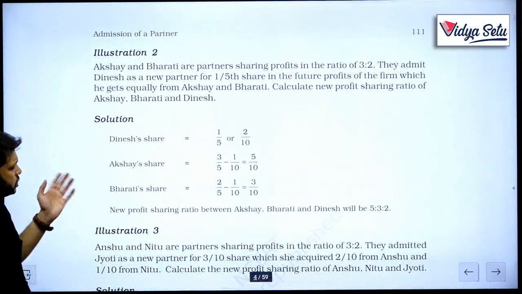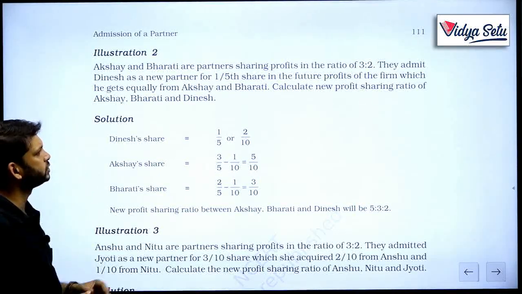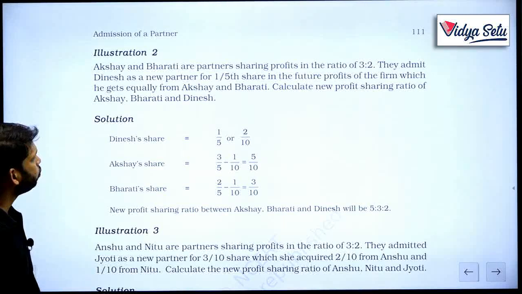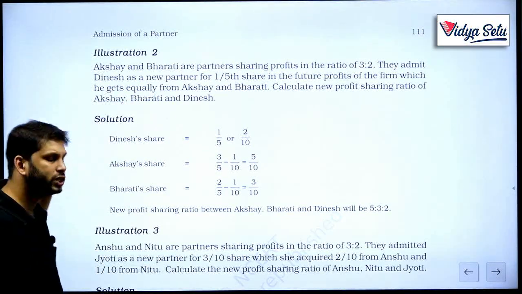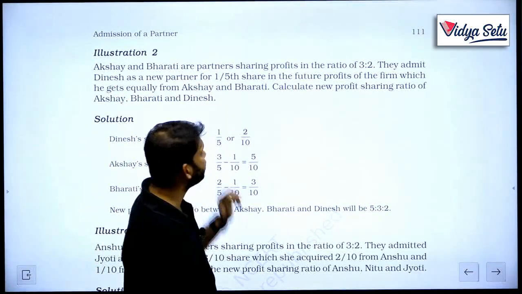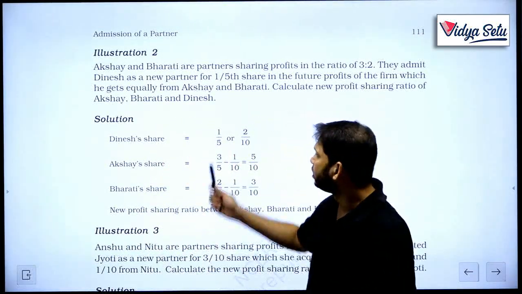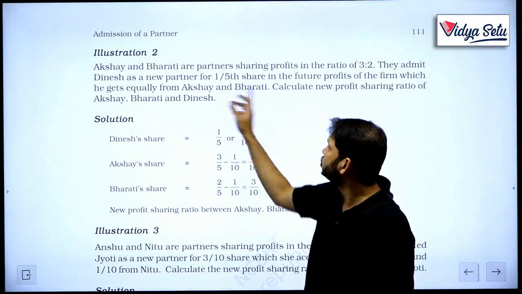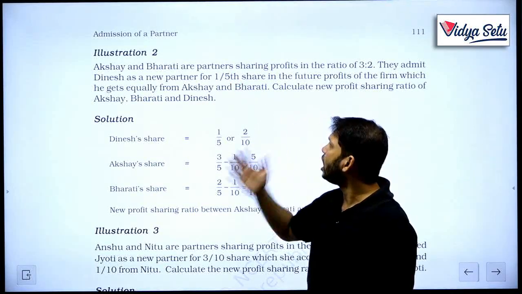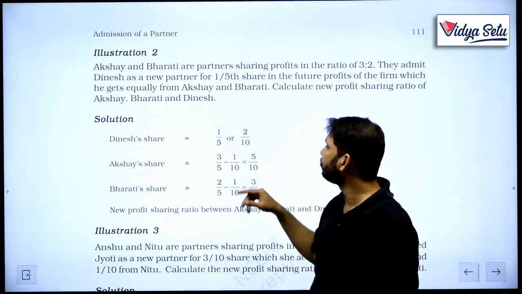Now, other illustrations will be really easy if we have understood this. Let's see. Akshay and Bharti are partners sharing profits in the ratio 3:2. They admit Dinesh as the new partner for 1/5 share in the future profits of the firm, which he gets equally. In our previous question, how the old partners were sacrificing was not mentioned. But here, they are mentioning that he is taking this 1/5 equally from Akshay and Bharti. So half of 1/5 is from Akshay and half of 1/5 from Bharti. What is half of 1/5?